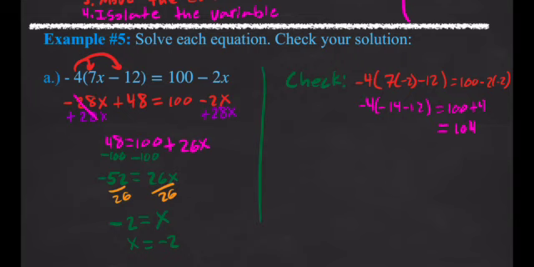Negative 14 minus 12 gives us a negative 26. So we have negative 4 times negative 26. And negative 26 times negative 4. Negative times negative is a positive. Let's go 26 times 4. 4 times 6 is going to give us a 24. 4 times 2 is 8, plus 2 is 10. So that is indeed 104. So we have checked our work.